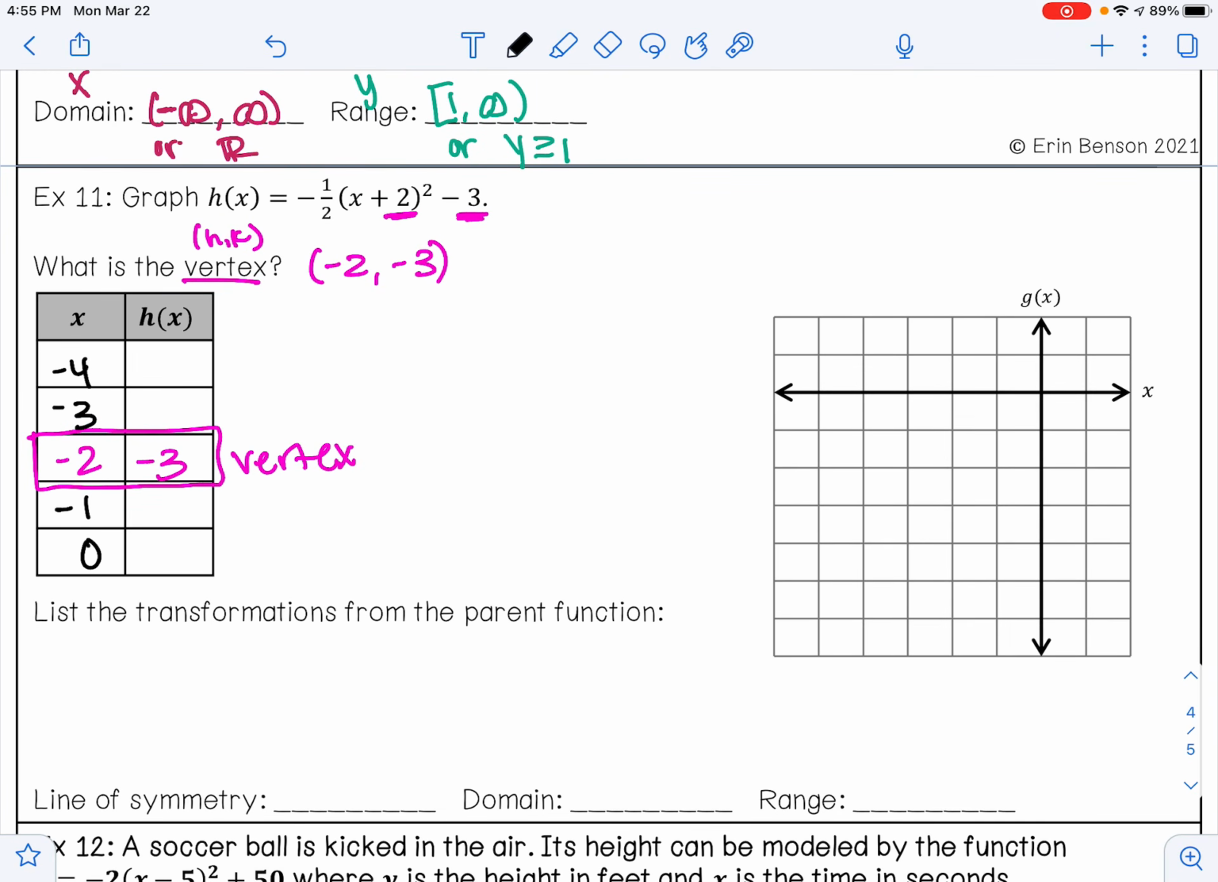From here, I'm just going to plug in using my calculator to get these other values. And when I do that, I get -5, -3.5. There we go. So now I'm going to plot these points.